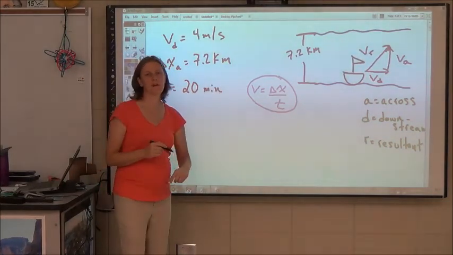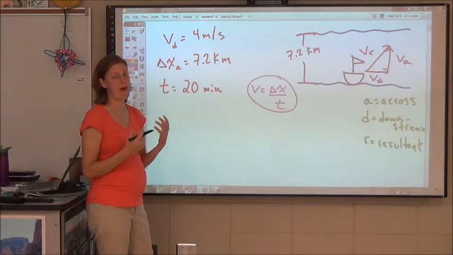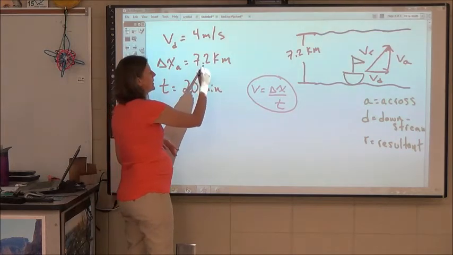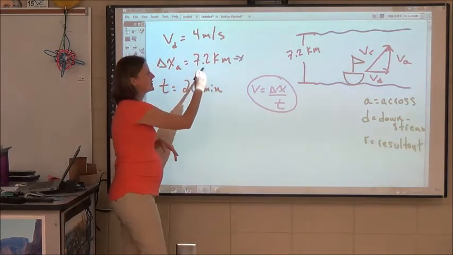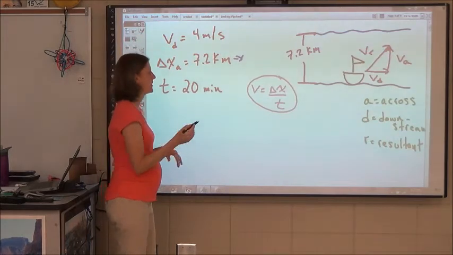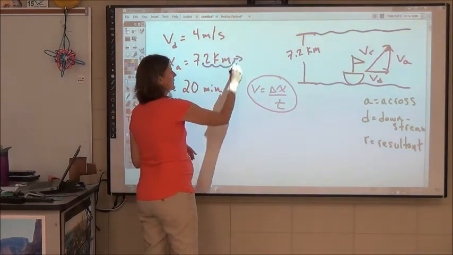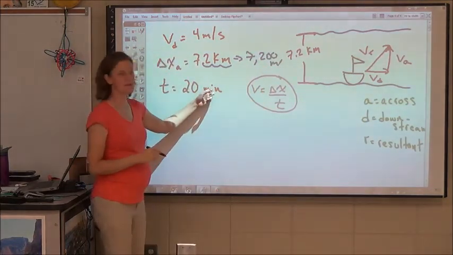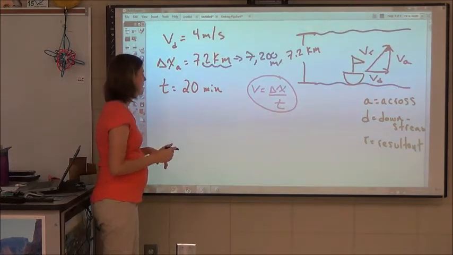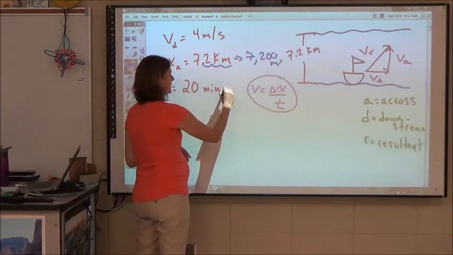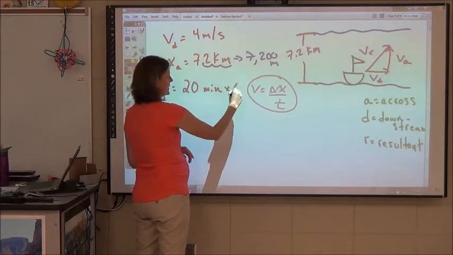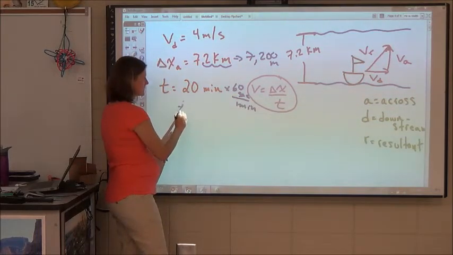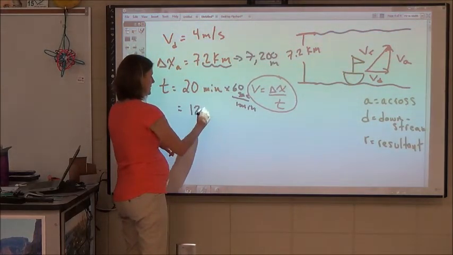Kilo, again, one of those prefixes you really should know. That's a factor of 1,000. So 1 kilometer is 1,000 meters. So I know that's 7,200. Move your decimal 3 times. And then minutes, I'm going to stick with my usual seconds. So just multiply that by 60. 1 minute on the bottom, 60 seconds on top. So that's 1,200.